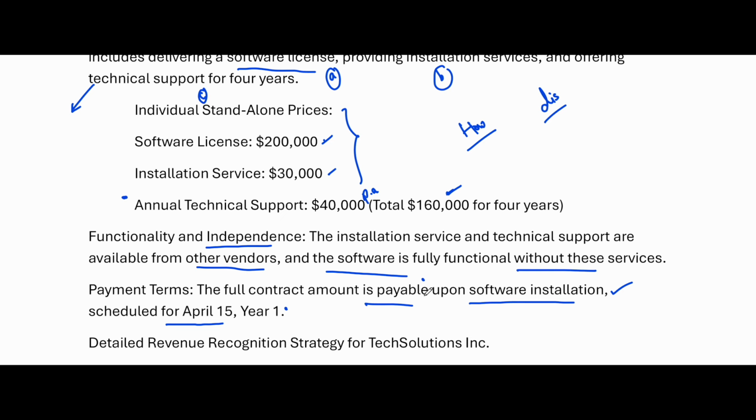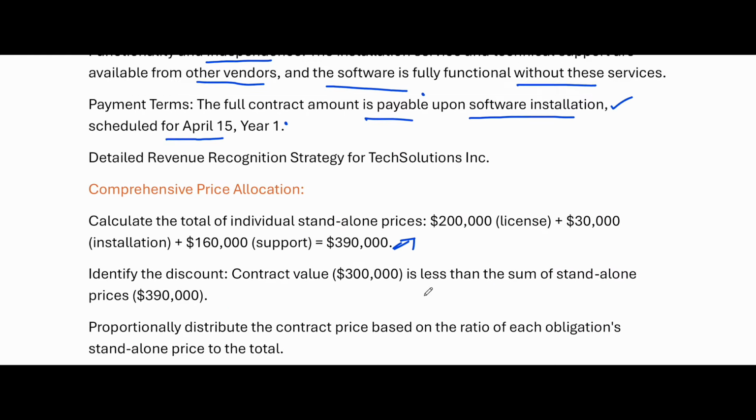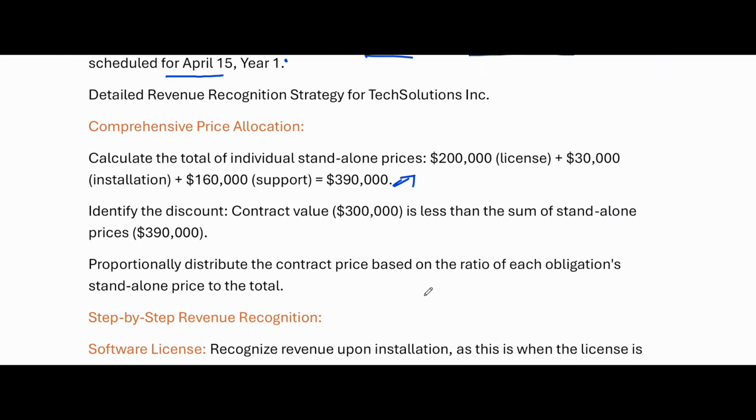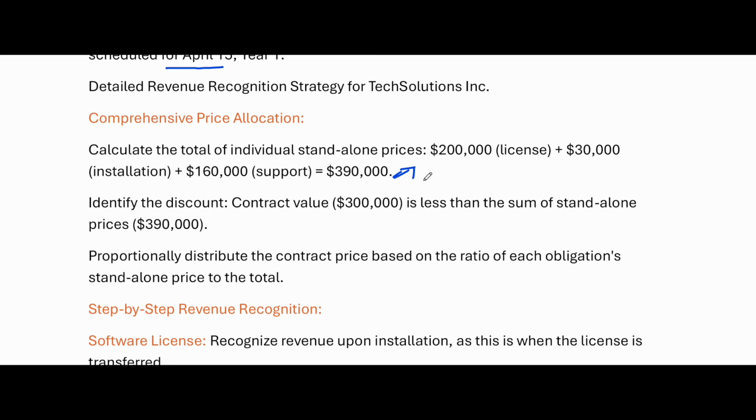So when is that? That is on April 15th, year 1 only, because they clearly mention that the full contract amount is payable upon the software installation. Now, detailed revenue recognition strategy for Tech Solutions Incorporation. Now, comprehensive prices. Total price is 300,000 and that is the contract value. 300,000 is less than the sum of standard loan prices because they are giving the discount. Now proportionately distribute the contract price based on the ratio of each obligation's standard loan prices.